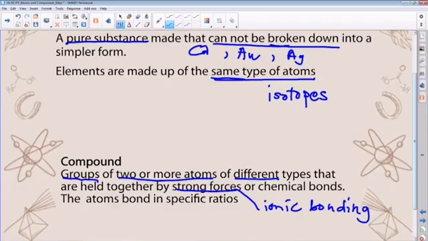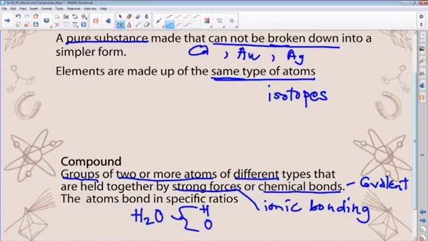Right. Now, in this case, they are held together by strong forces or chemical bonds. These are molecules in terms of maybe covalent. We can talk covalent and ionic in this case. Right. Okay, so these atoms bond in specific ratios. Take, for example, H2O. Water consists of two elements, that is hydrogen as well as oxygen. Now, if you check, in each molecule or unit of water, there are two hydrogen atoms and then one oxygen atom. Hence, they react in the ratio 2:1.